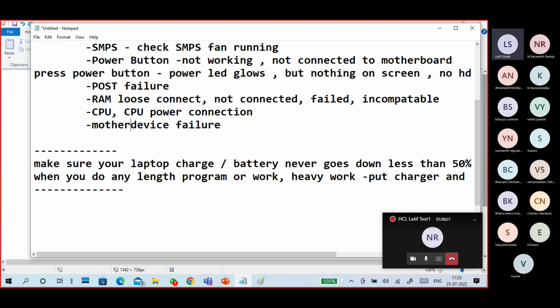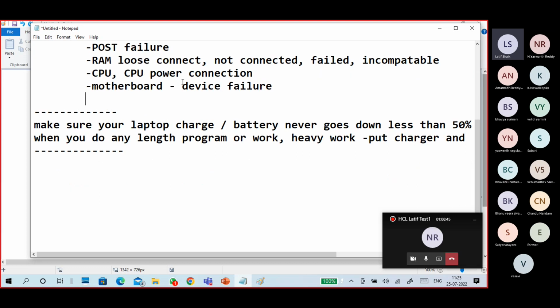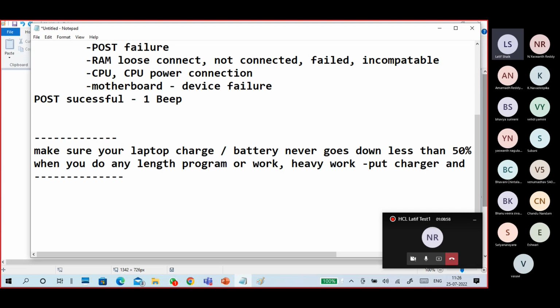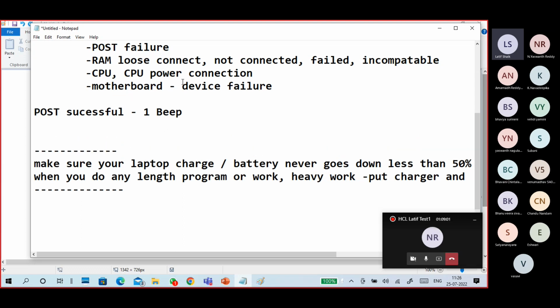Okay, any motherboard related device failure, chipset failure, any possibility is there. Mostly post errors, so you have to find why it is there. Okay, there are post codes, guys. Look here. Yesterday I already told you, if post is successful, one of the indications is a single beep. So in the BIOS, I told you post is successful, a single beep, but post fails.